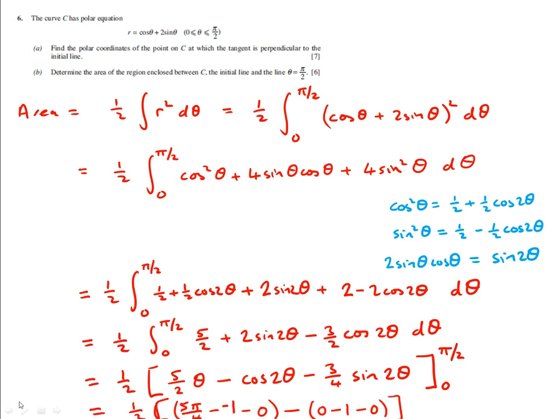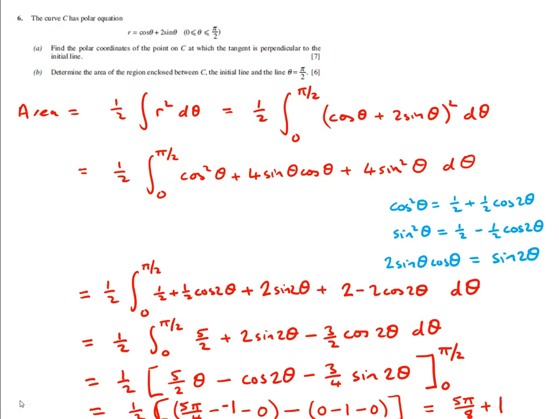Putting the limits in, we obtain a half of 5 pi by 4 minus 1 minus 0, and then when we put the bottom limit in, we've got 0 take away 1 take away 0. So if we tidy that all up, we end up with 5 pi divided by 8 as the area we've been asked to calculate.